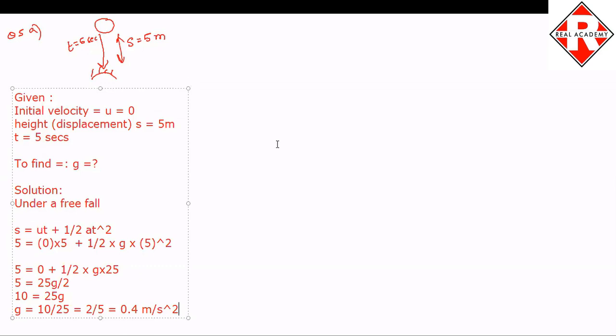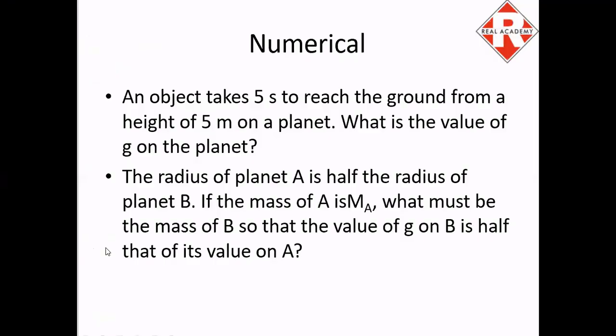Okay. Now let's take the second one. Let's see the second question. The second question states, the radius of planet A is half the radius of planet B. If the mass of A is ma, what must be the mass of B so that the value of G on B is half that of its value on A? Now in this case, you will have to write down the given data properly. So we are doing the second question now.